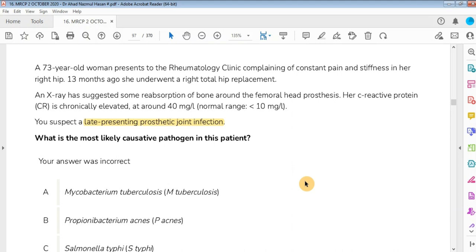A 73-year-old female presents in the clinic complaining of constant pain and stiffness in her right hip. 13 months ago, she underwent a right total hip replacement. X-ray is suggestive of some reabsorption of bone around the femoral head prosthesis. CRP is chronically elevated at around 40. You suspect a late presenting prosthetic joint infection.